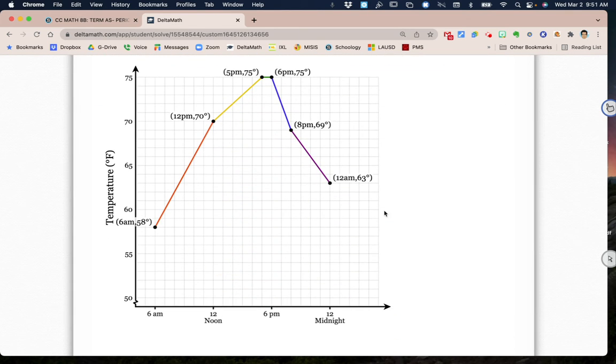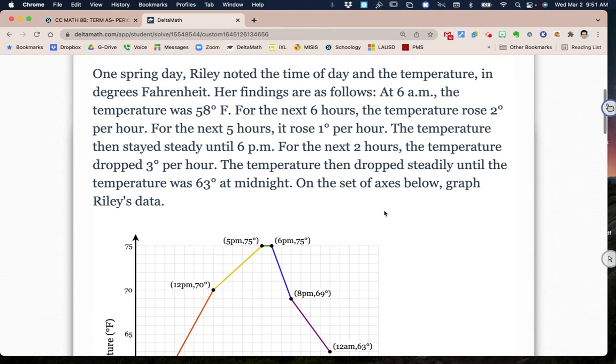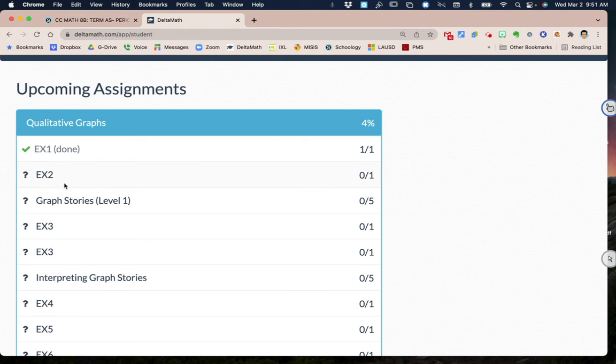Okay. I'll show you at the end what it should look like. Okay. So you get two opportunities, right? So just back out and come back to it. Let's try the second one. Example 2.